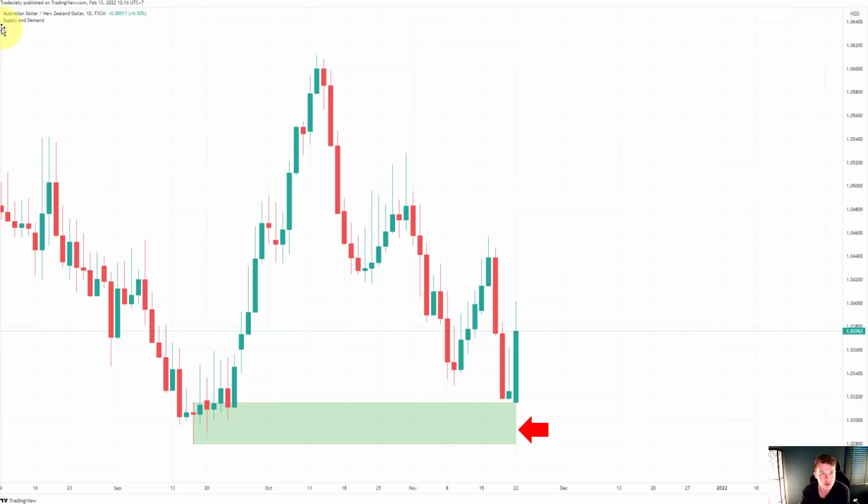And if we turn on our supply and demand indicator, again, the link to that is in the description below. You can see that the indicator picked up here the demand area, and that is where the market has really shot up from. So at this point, we have some great confluence.